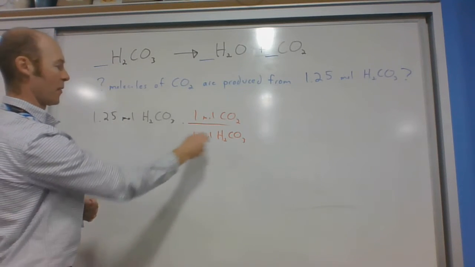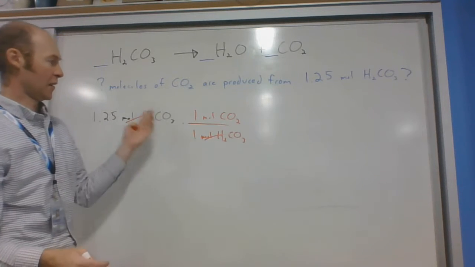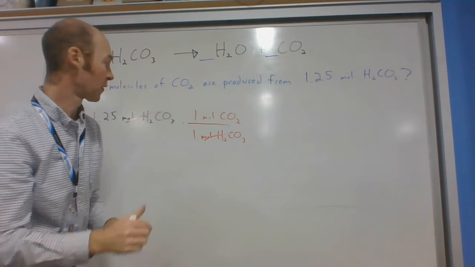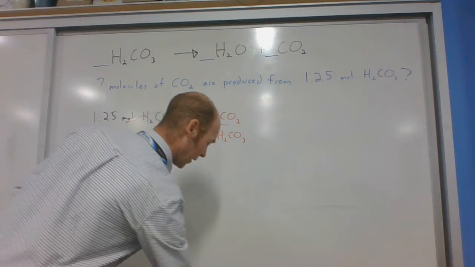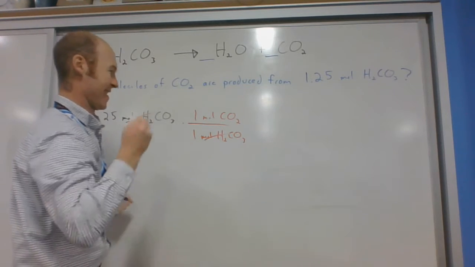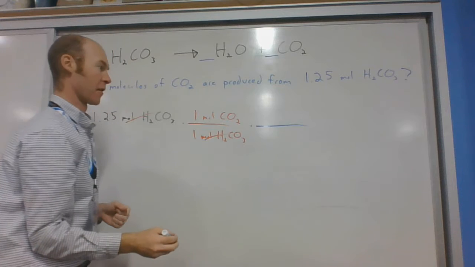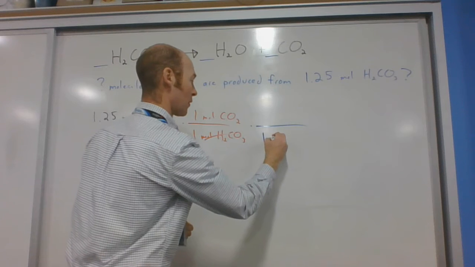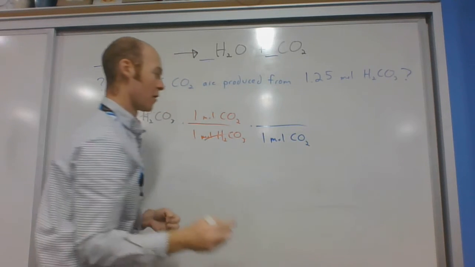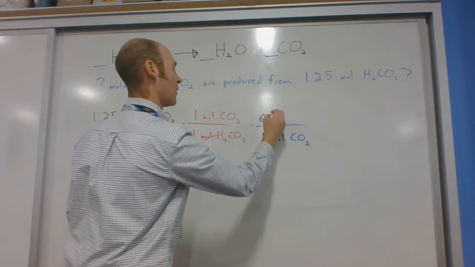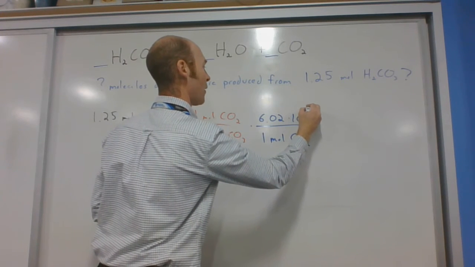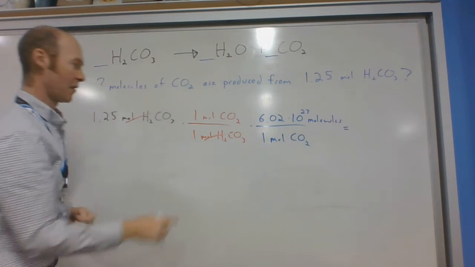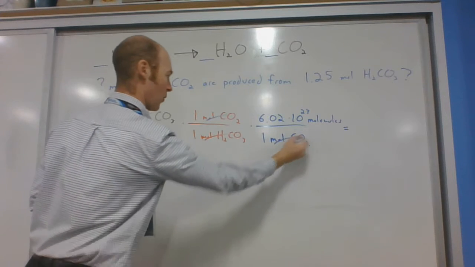And right now the moles of carbonic acid are canceled, and we have moles of carbon dioxide, but we don't want moles, we want molecules. We need 1 more conversion factor. Let's break out the blue marker for our next conversion factor. If we had 1 mole of carbon dioxide, or 1 mole of anything, you should know that there are 6.02 times 10 to the 23rd of those things. In this case, molecules. All right, the moles of CO2 cancel right out.